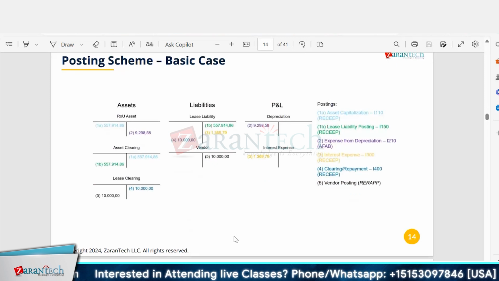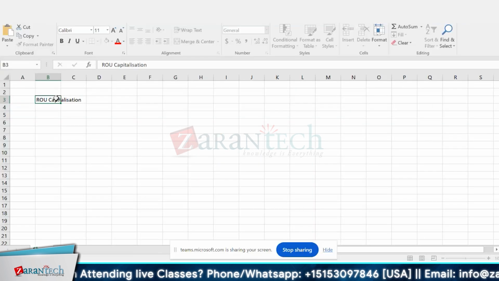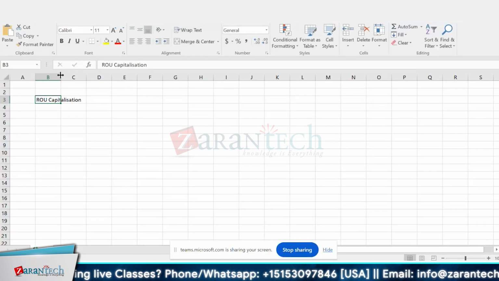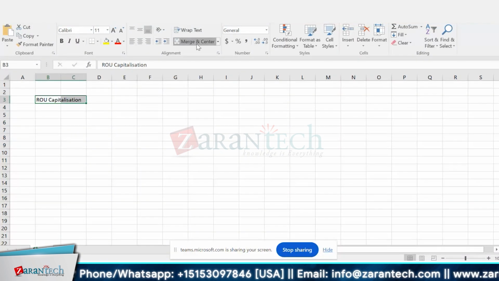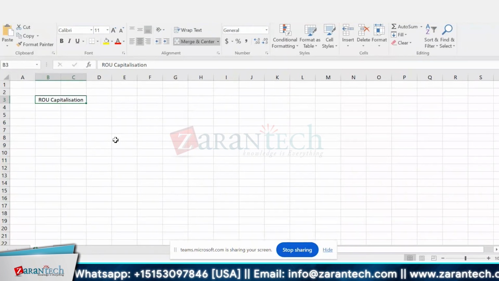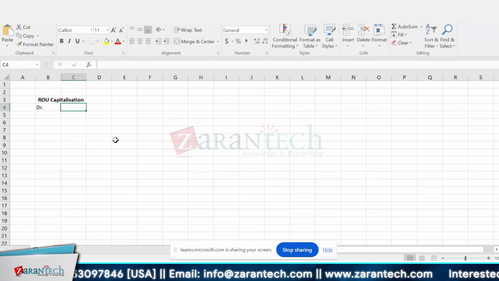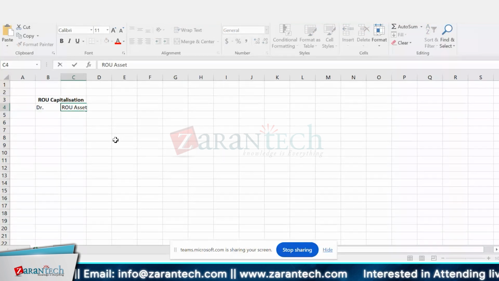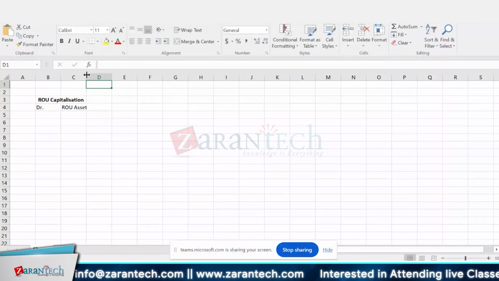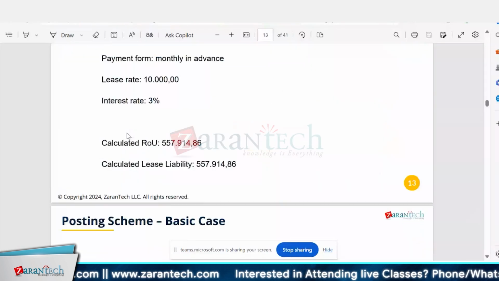If you're not able to identify or understand this accounting entry, I'll quickly show it. So these are the entries which will be posted while using REFX for IFRS 16. Your very first entry will be debit your ROU asset. Let's say ROU asset, I'll take the same example of 557,914.